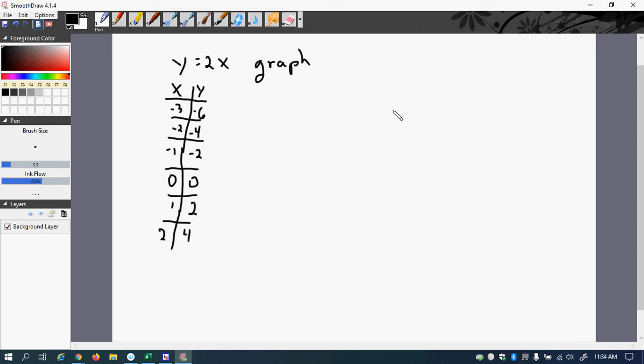Now if I create a graph, this is the negative side for x. This is the positive side for x. And then up ahead is the positive y, and down here is negative y. So now I plot my first point, -3, -6. So 1, 2, -3, and then 1, 2, 3, 4, 5, 6, -6. So I can plot that point.